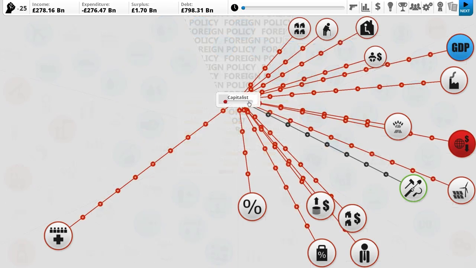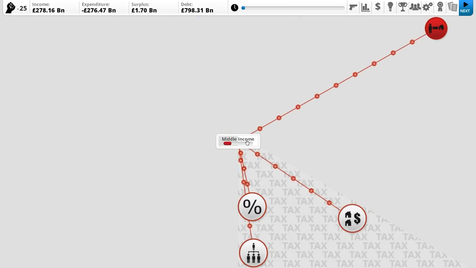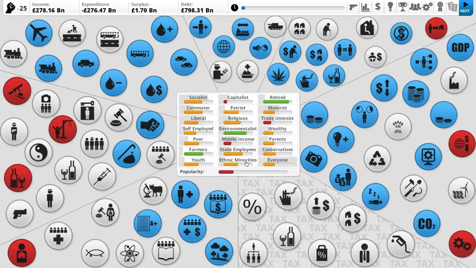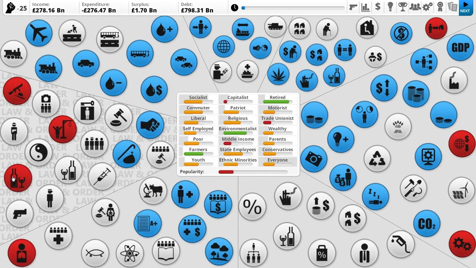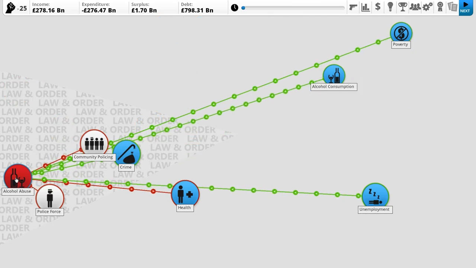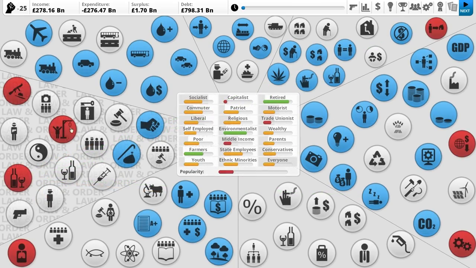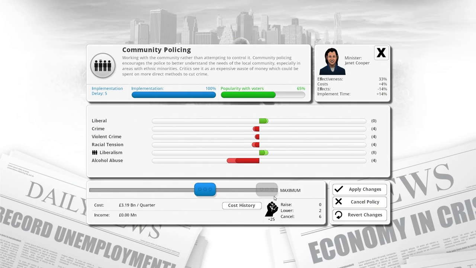The capitalists hate us because of all of that. The trade unionists hate us. The middle income could do with some boost there. Well, and we gotta deal with this. So, for example, alcohol abuse is a problem. So, community policing. Well, crime is at an all-time high. So I think we should boost up as much as possible.